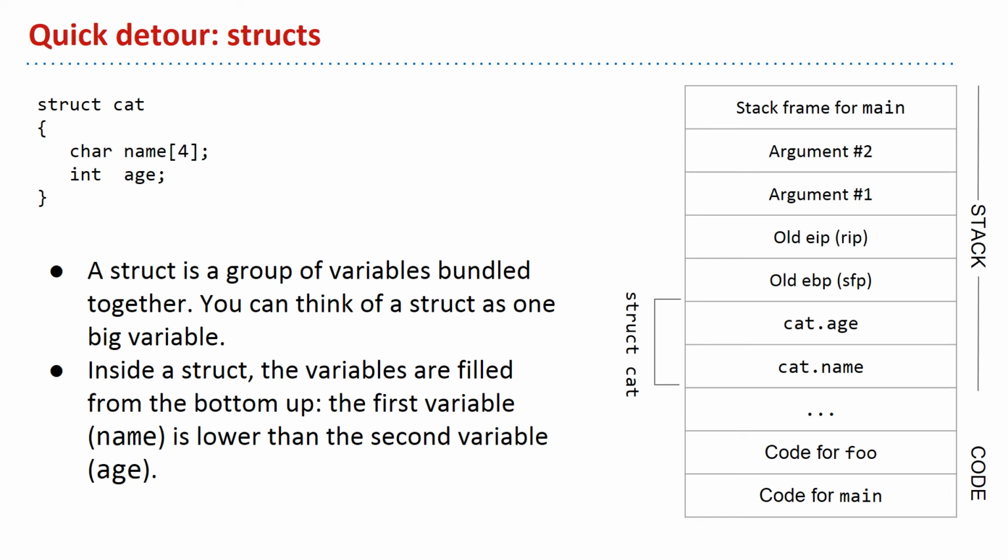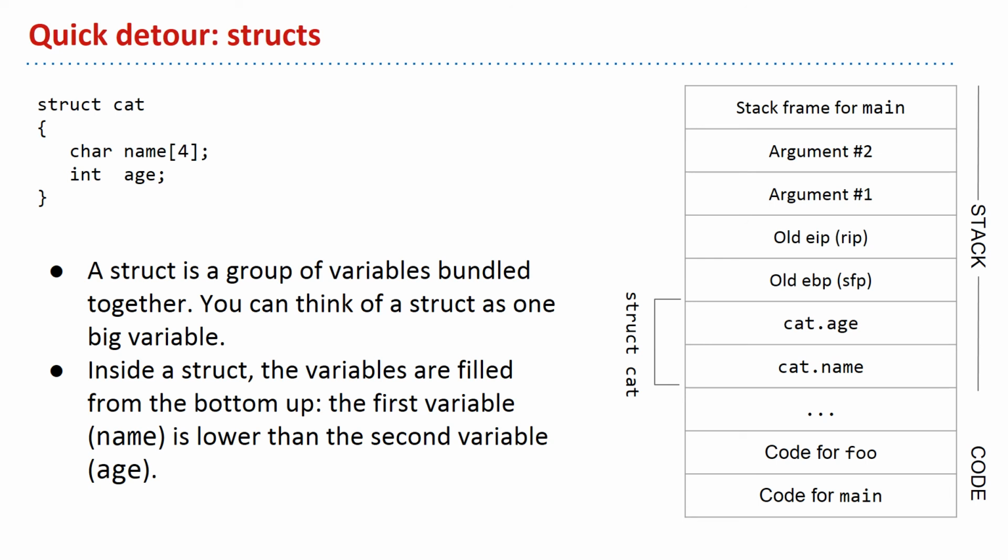So for example, in this case, the first variable in the struct is name, so that's going to get the lower address. And then the second variable is age, so that's going to get the higher address. If I had a third variable after that, it would get another higher address. If I had another variable after that, it would have an even higher address. So even though this struct is on the stack, within the struct, things are going to go from the bottom up.